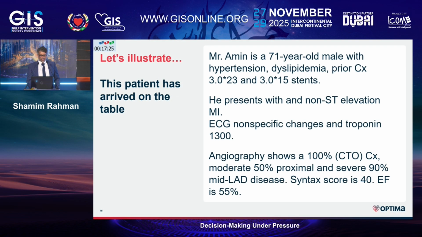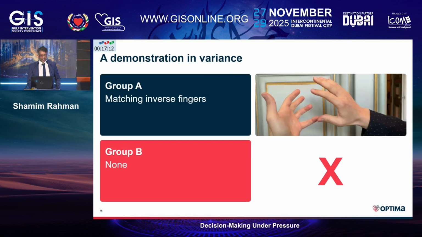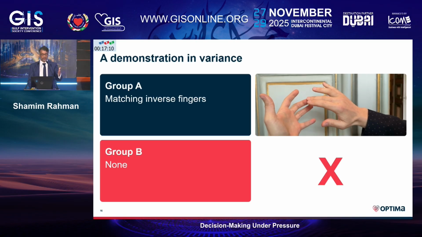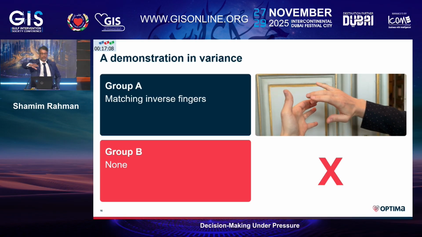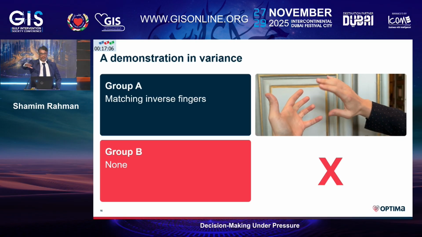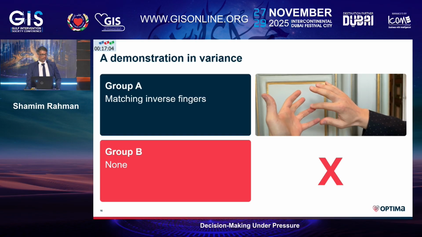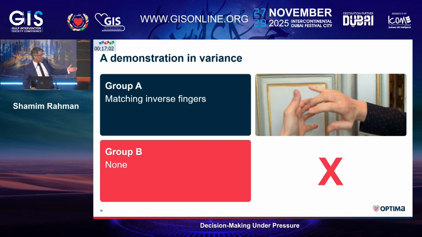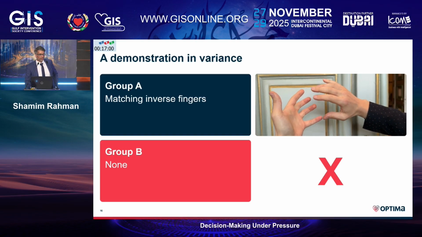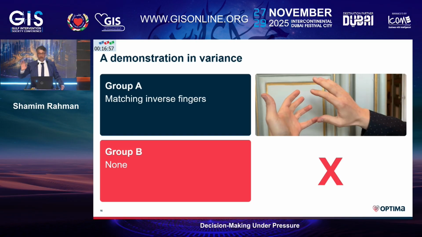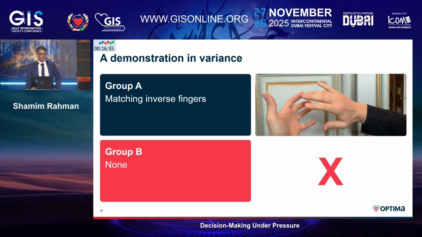So this is a patient who's arrived on the table with risk factors and a history of previous PCI, and he's presented with an NSTEMI. I'm going to show you his angiogram, but before that, we're going to get participating in a little exercise. I'm going to split the room. All of you on my right, you're going to have to stop looking at your phones for a second and start performing this exercise. I'll ask my colleagues on the panel to do so. So everyone close to me, on my right, start practicing this.